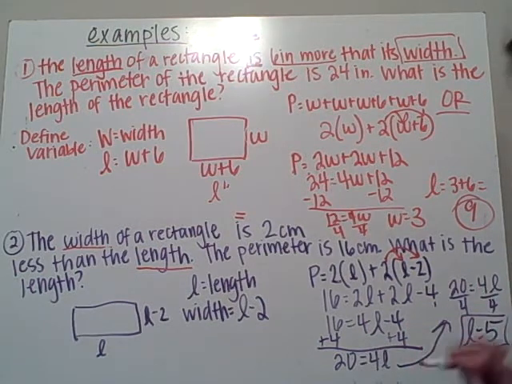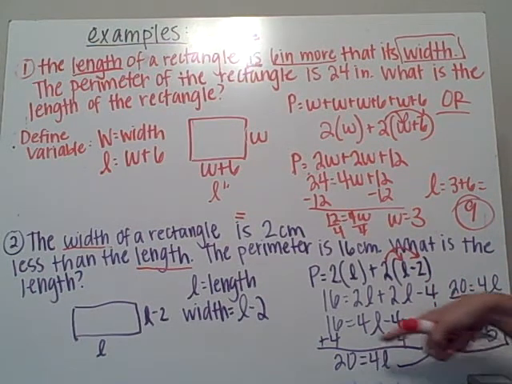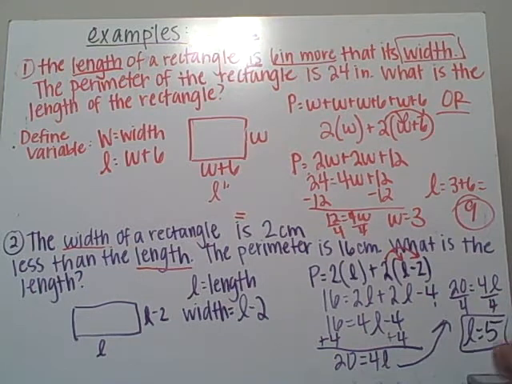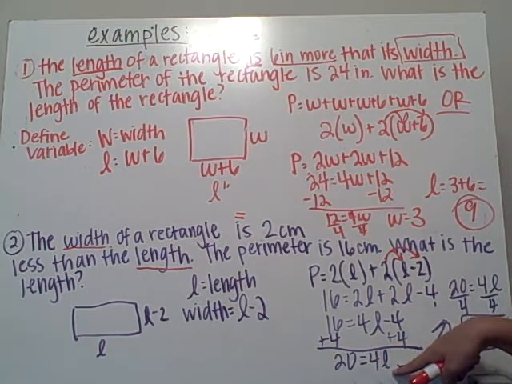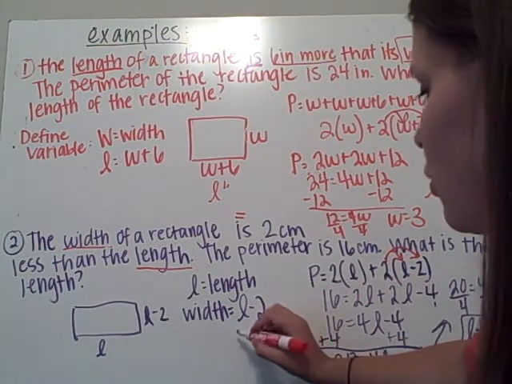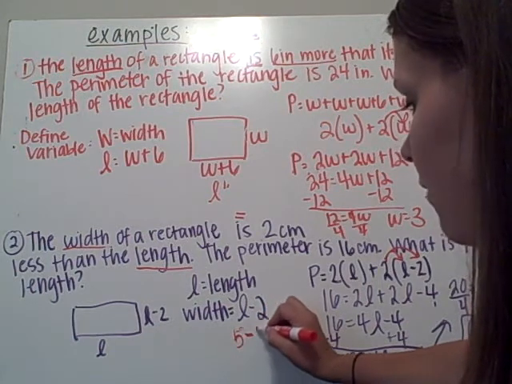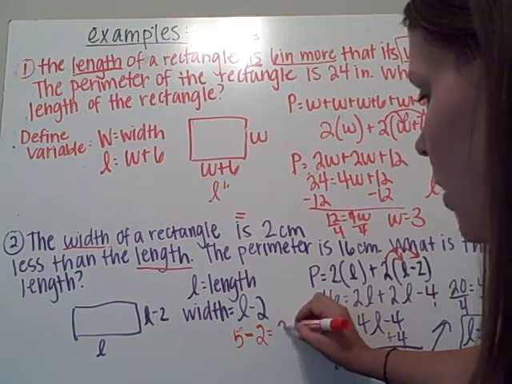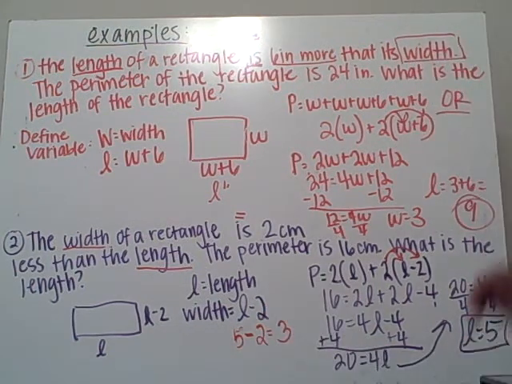Now it's a 2-step equation. Subtraction, so we add 4 on both sides. So we get 20 equals 4L. I want to get L by itself, so I divide by 4. So our length is 5. That's what it's asking for. If it were to ask for the width, we would substitute 5 in for L and say 5 minus 2, and our width would be 3.